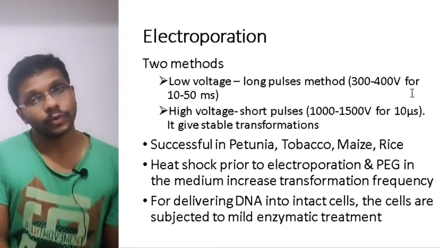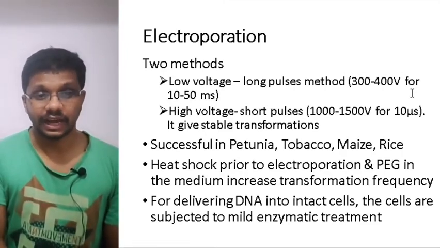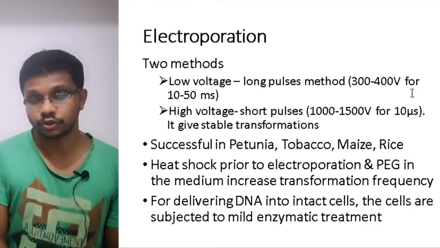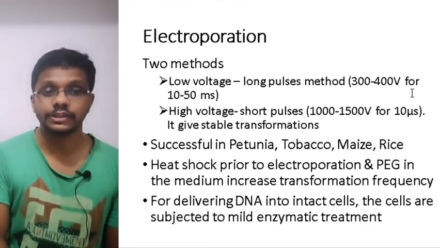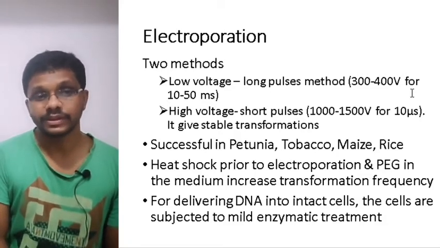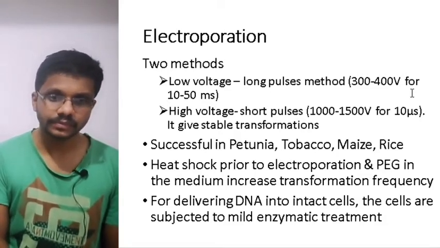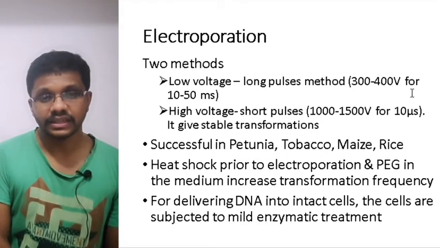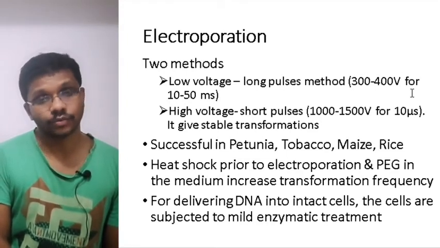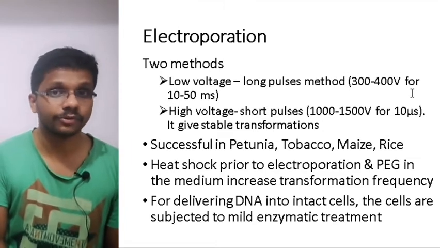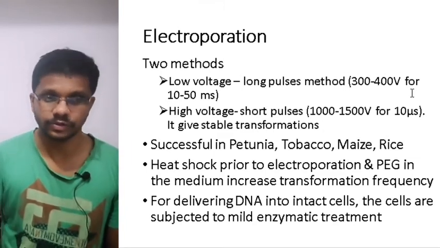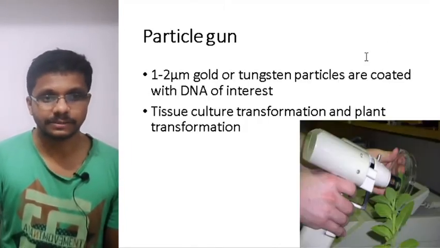To improve the efficiency of electroporation, we can either use a heat shock before electroporation, or add PEG into the medium. If you are using intact cells instead of protoplasts, a mild enzymatic treatment before the electroporation is also useful to improve the efficiency.